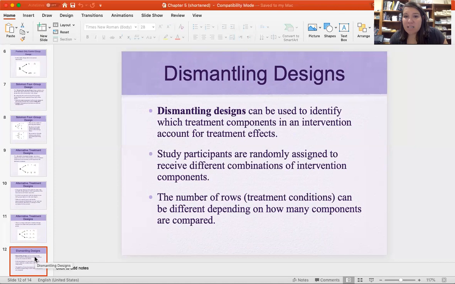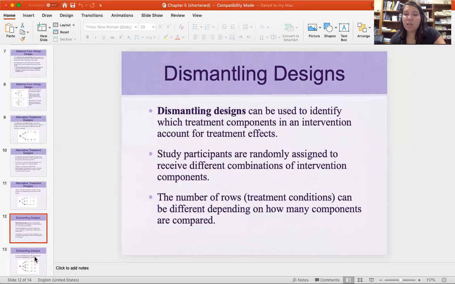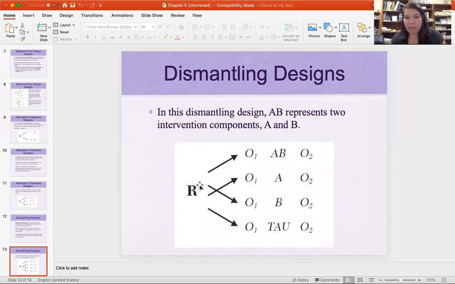So dismantling designs, right? So this is looking at whether or not treatment options work in combination with one another as well. So again, everything has random assignment in experimental design studies. So they are randomly assigned to AB, they're randomly assigned to just A, or they're randomly assigned to B, or treatment as usual. So again, this is looking at whether or not a combination of two designs works well together.